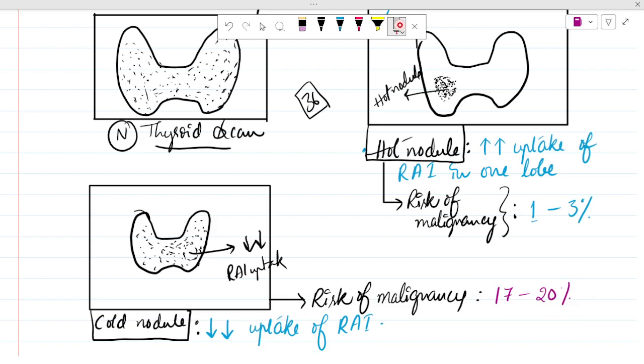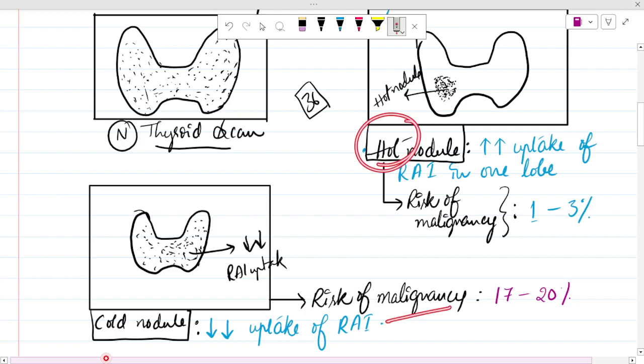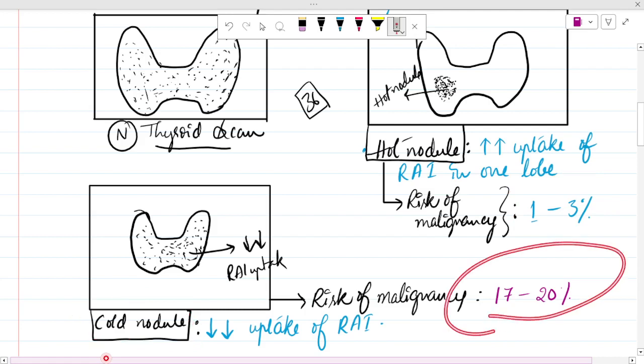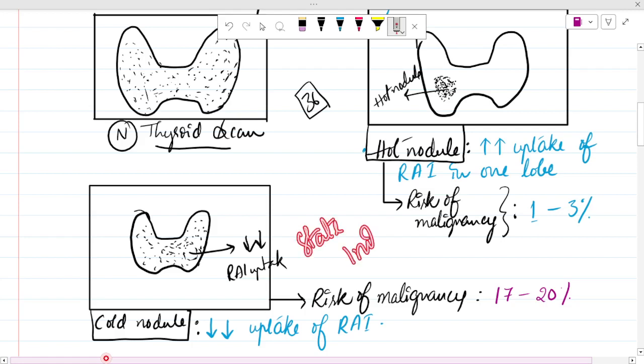See, even though cold nodule appears chill, relaxed, still its malignancy risk is very high, 17 to 20%. So don't think that just because it was given the name cold, it doesn't cause any malignancy, or that just because it was given the name hot, it is very rapid. No. Hot nodule has less chance of malignancy, whereas cold nodule has high chances of malignancy, 17 to 20%. Now this is a very important statement. It can be asked in INICET. Very important. Please remember. Okay.